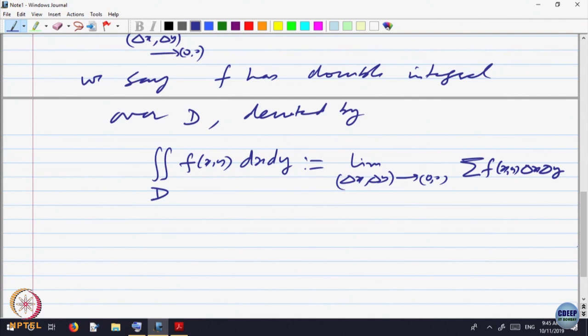Just to point out, why will this sum exist? This sum will exist because our domain D is a closed bounded interval. So only a finite number of rectangles will be covering it. Is it okay? Because closed bounded is compact. So all these small rectangles cover it, and by compactness, a finite number of them will always cover it. So D will be covered by finitely many. This is a finite sum only of those rectangles which are completely inside. So the limit of this, if it exists, is called the double integral of f.